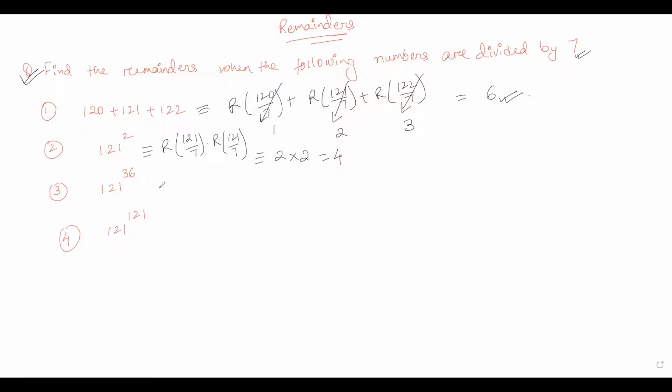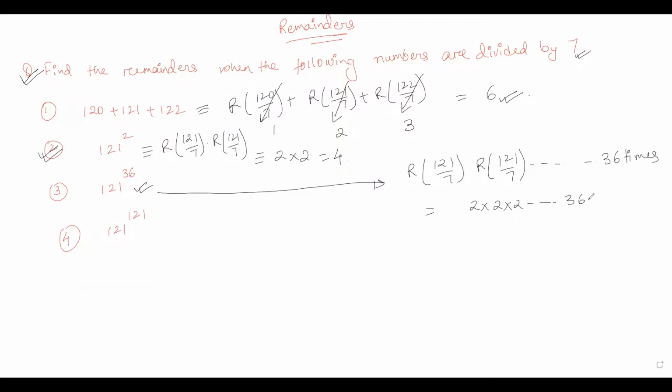Now let us find the remainder when 121 raised to power 36 is divided by 7. Well, again, we can apply the same method that we applied in the second one. That is, the remainder of 121 raised to power 36 divided by 7 would be the remainder of 121 by 7 times the remainder of 121 by 7 till 36 times. So 121 by 7 will give us a remainder of 2, so this would be the same as 2 times 2 times 2 till 36 times divided by 7.